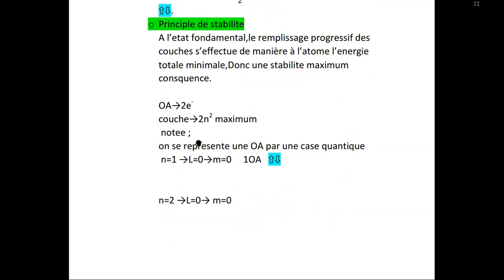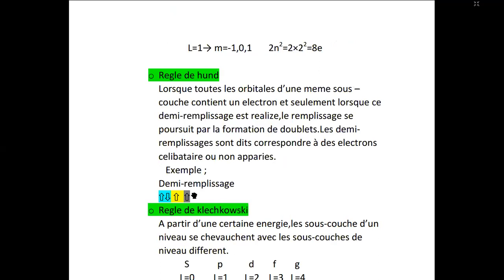And in this one room, for it to be full, it must occupy 2 electrons. So 2 times 1 squared, where 1 is N, gives me 2 electrons. So meaning this orbital is full. So the first shell is full. Then the second shell, we know that it has L equal to 0, M equal to 0. That's for L equal to 0.